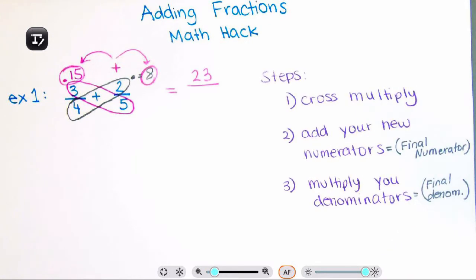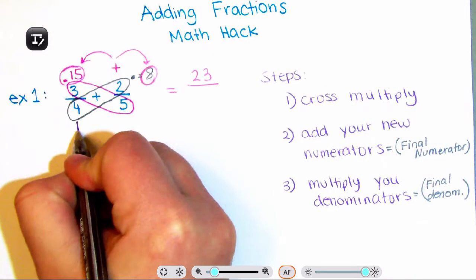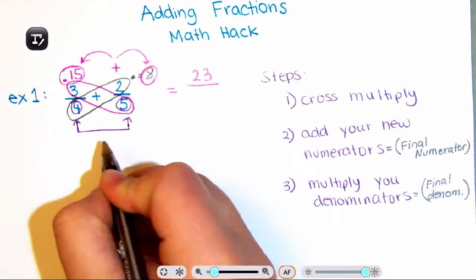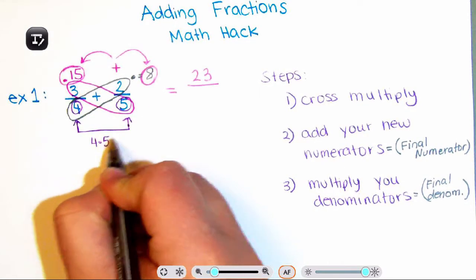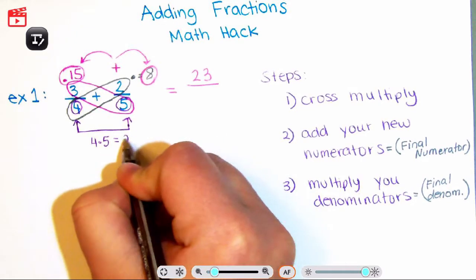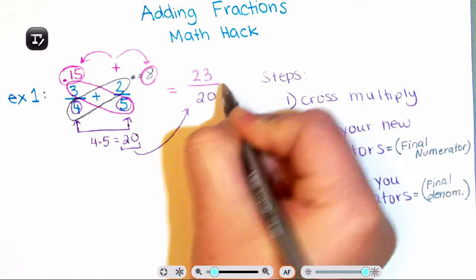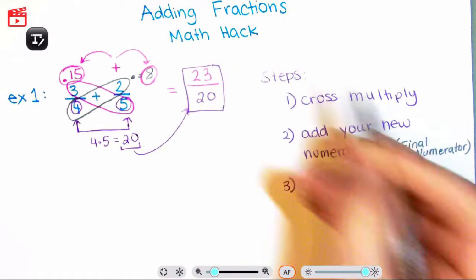And then for your denominator, you're going to take your two denominators. In this case, it's 4 and 5. You're going to multiply. So 4 times 5 is 20. And this 20 is going to be your new denominator. And you have your answer.